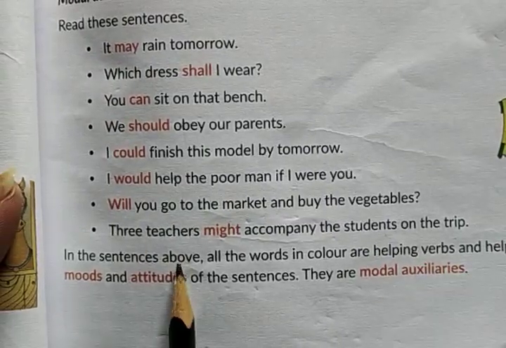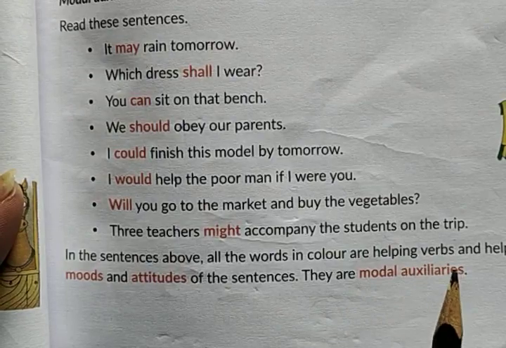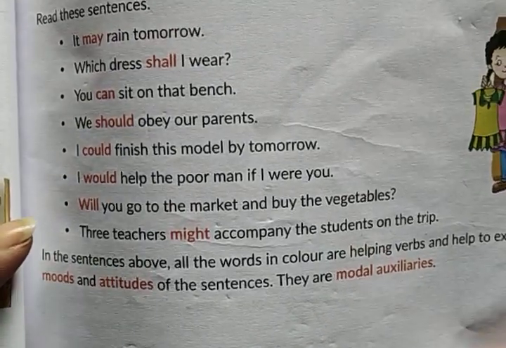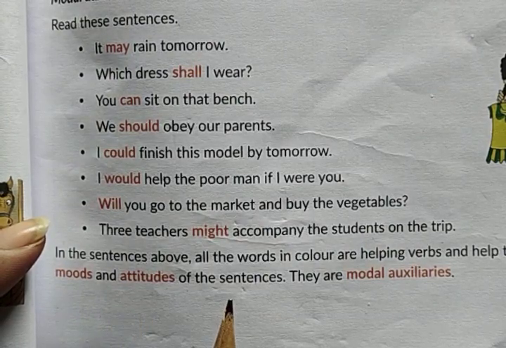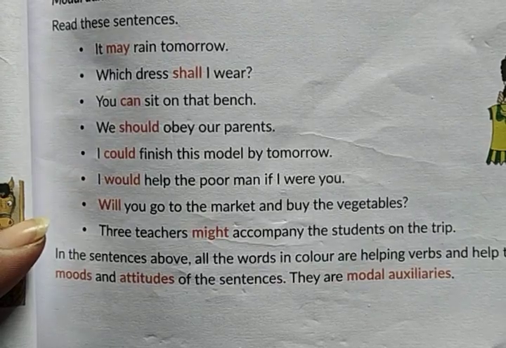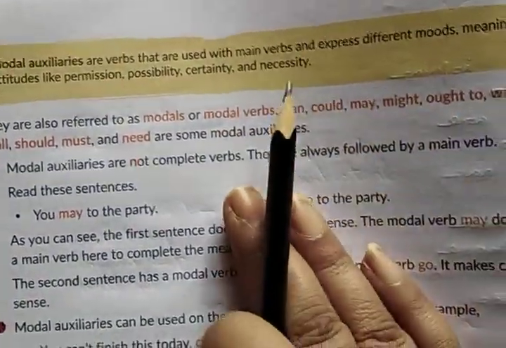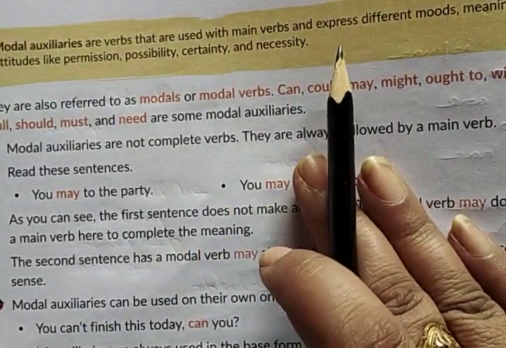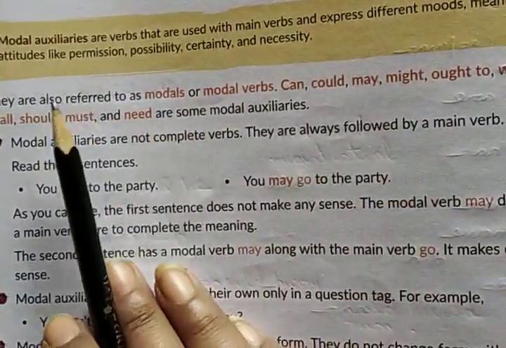So in these sentences, all the words in color are helping verbs and help to express different moods and attitudes of the sentence. They are called modal auxiliaries. Okay, now we are going to do modal auxiliaries in detail. Modal auxiliaries are verbs that are used with a main verb and express different moods, meanings, and attitudes.